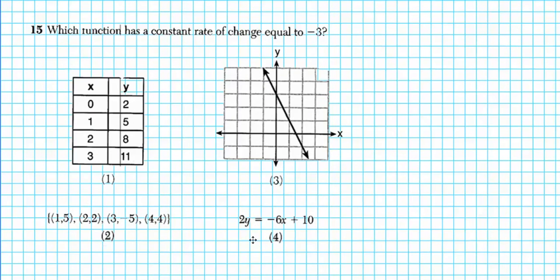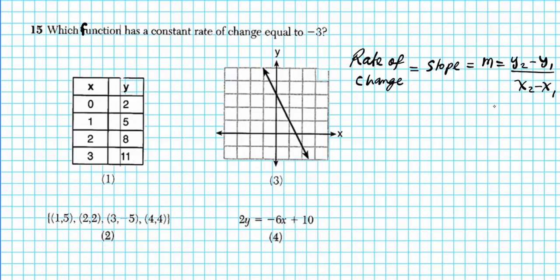Okay, let's take a look at question 15. It says, which function has a constant rate of change equal to -3? All right, we talked about this in the previous video. The rate of change is the same thing as what? The rate of change is equal to your slope. Okay, and slope is m, which is also y2 minus y1 divided by x2 minus x1, which also can be viewed as the rise over run.